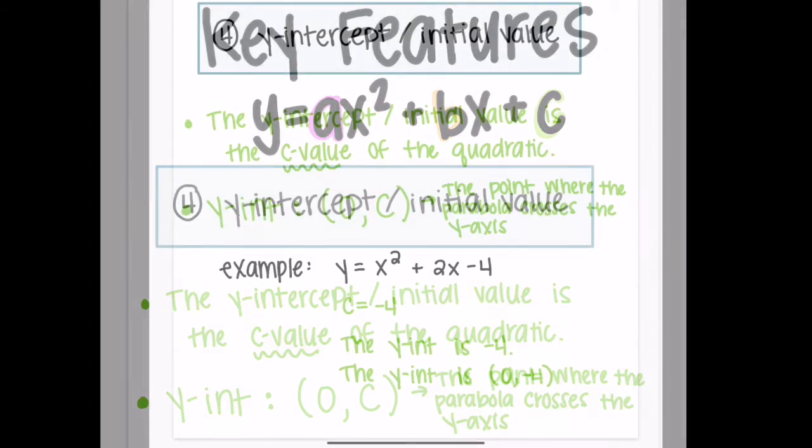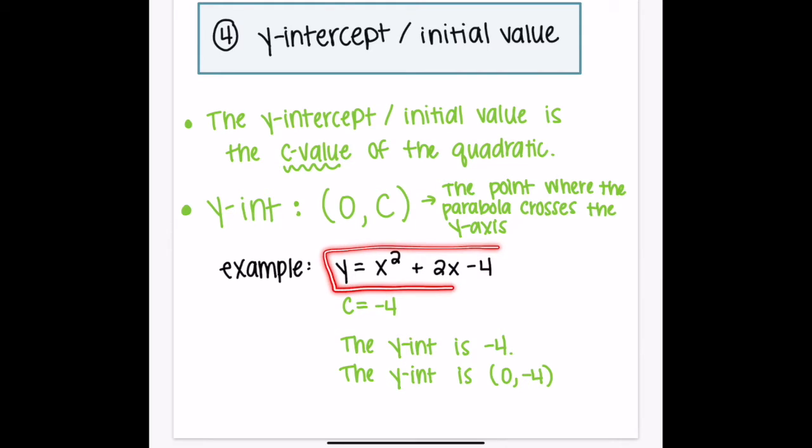As an example, if you were given this equation, you would just need to locate your c value. In this case, it is -4. So the y-intercept is just 0, -4.